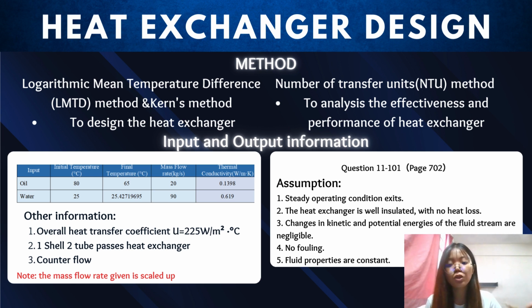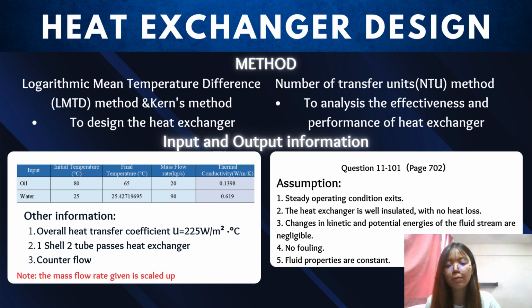The initial temperature of the hot oil is 80 degrees Celsius and its final temperature is 65 degrees Celsius, and its mass flow rate is equal to 20 kilograms per second and its thermal conductivity is equal to 0.1398 watt per meter per Kelvin.